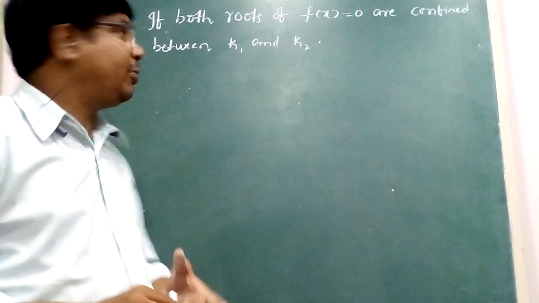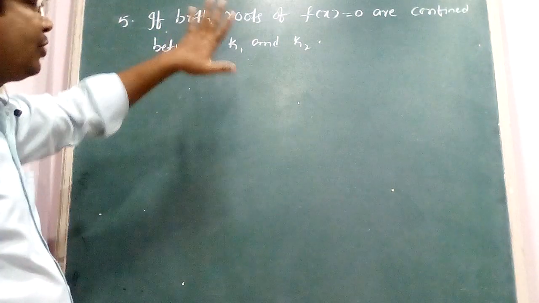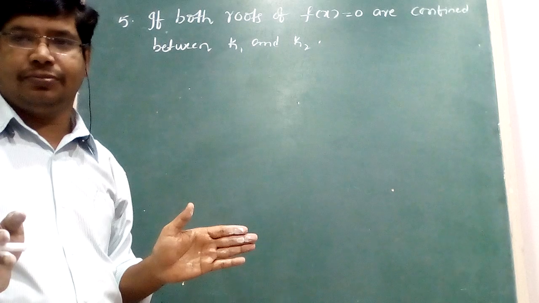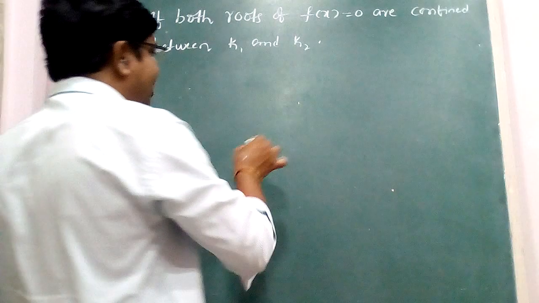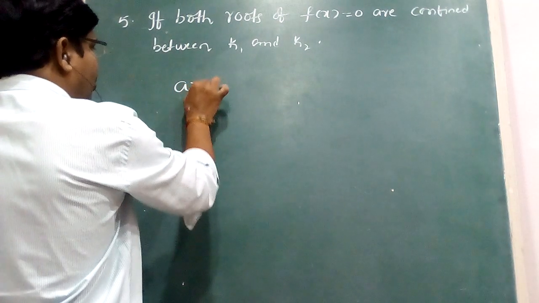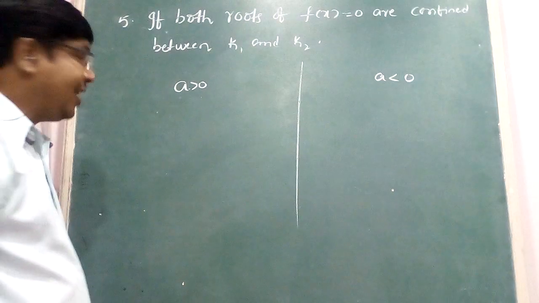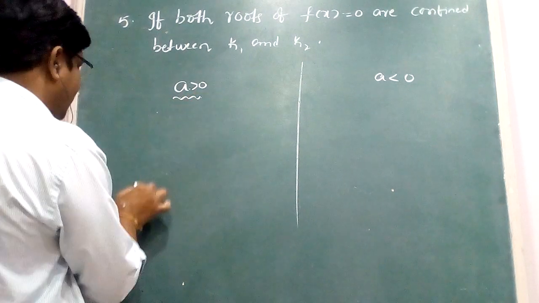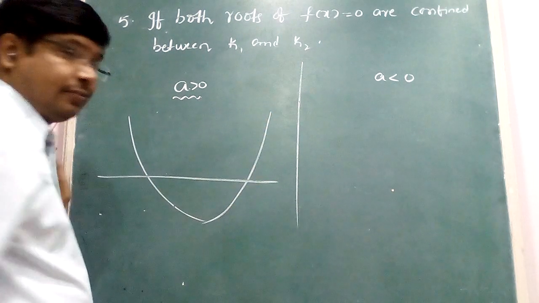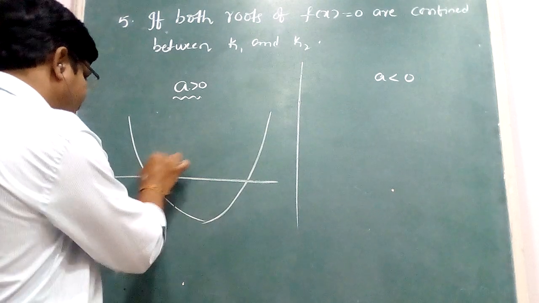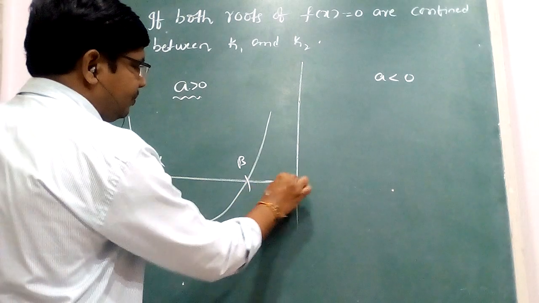Now, in the fifth property, if both roots lie between k1 and k2, means that roots may be equal also. Both roots lie between, and in this also a is either positive or negative. If a is positive, the graph is upwards. Here alpha, beta, both roots lie between k1 and k2. Suppose k1 here, k2 here.